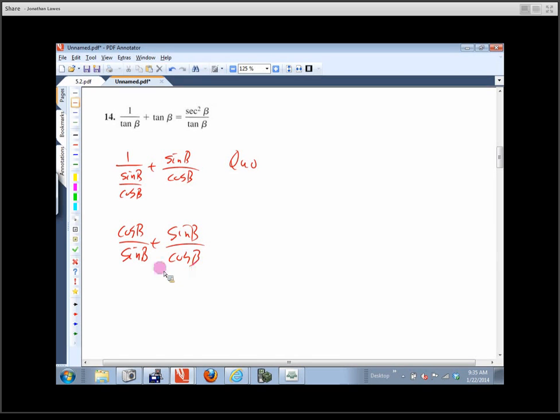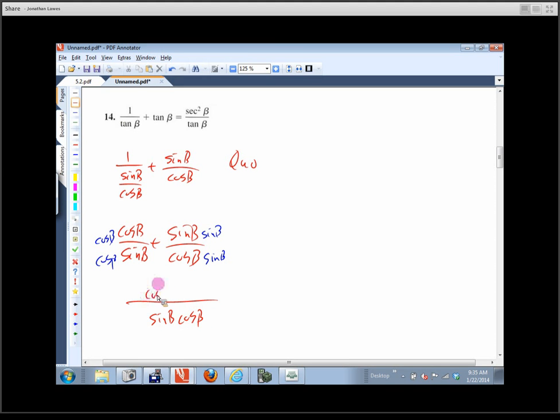Any ideas here? Get a common denominator. So let's get a common denominator. This needs a sine beta. That needs a cosine beta. So this is going to be a sine beta, cosine beta.